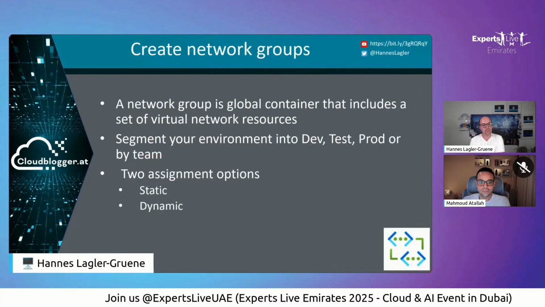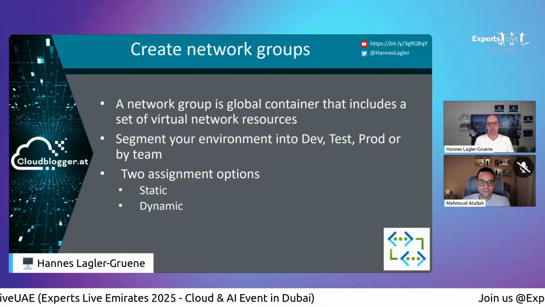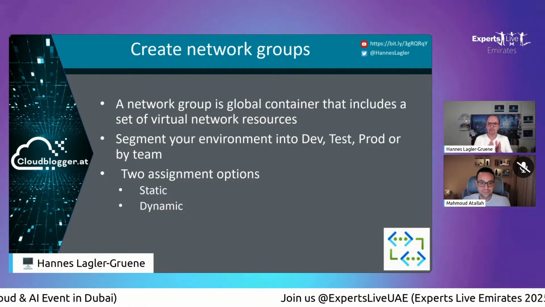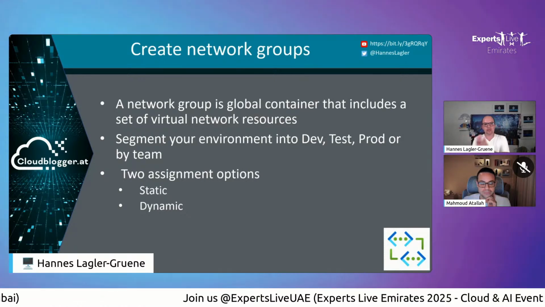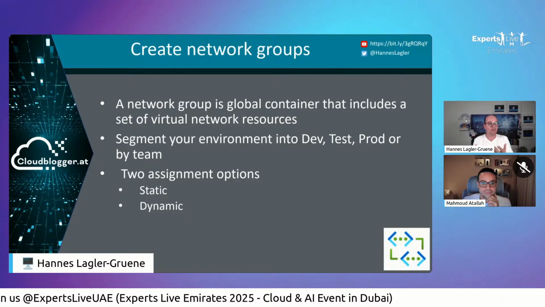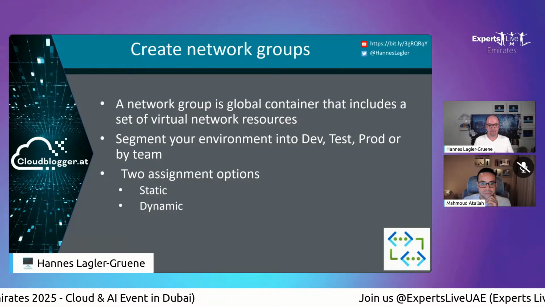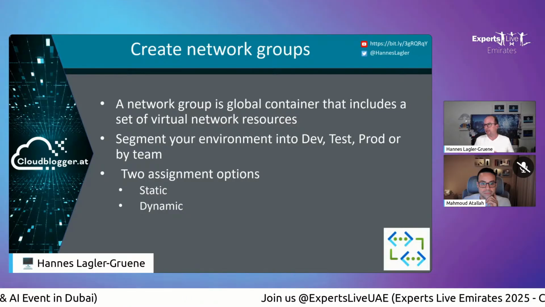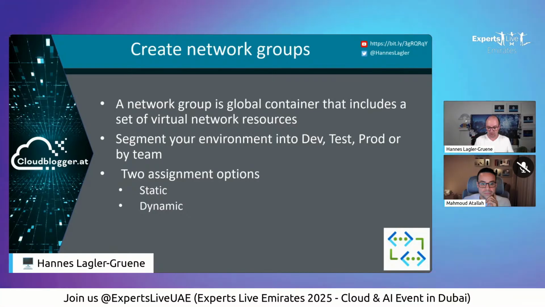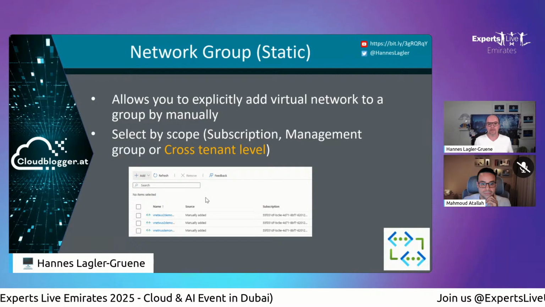The next thing you have to do is define your network groups. Network groups are a global container that includes your virtual network resources, only virtual network resources. Is it a VNet or a subnet, whatever you prefer? You can define your network groups based on your environment, for example dev, test, prod, pre-prod, staging, or by team, whatever you prefer. And you have two assignment options. The first assignment option is static, and the second one is a dynamic option.